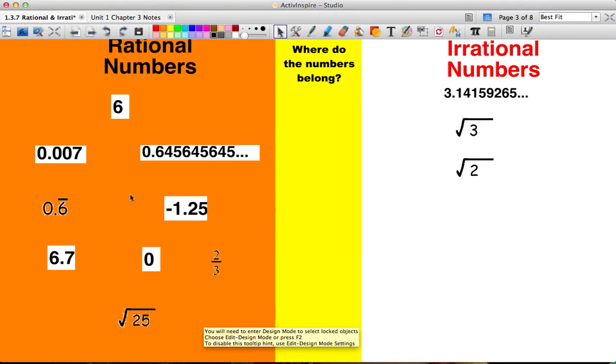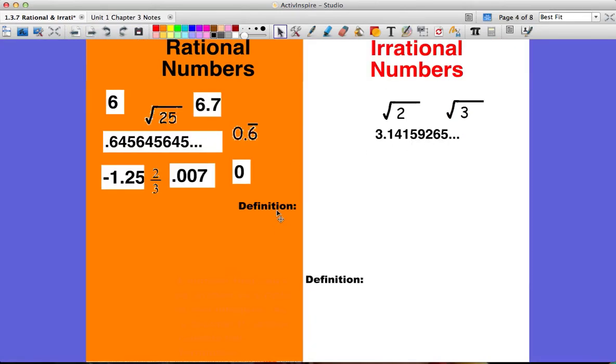Okay, so based on what we're learning here, you've heard me say a lot, terminating, repeating, decimals. Anything that is an integer or a whole number is rational. Anything that has a terminating decimal or a repeating decimal is rational. Anything that goes on forever and does not repeat is irrational. So if it just goes on forever in a random order, it's an irrational number.